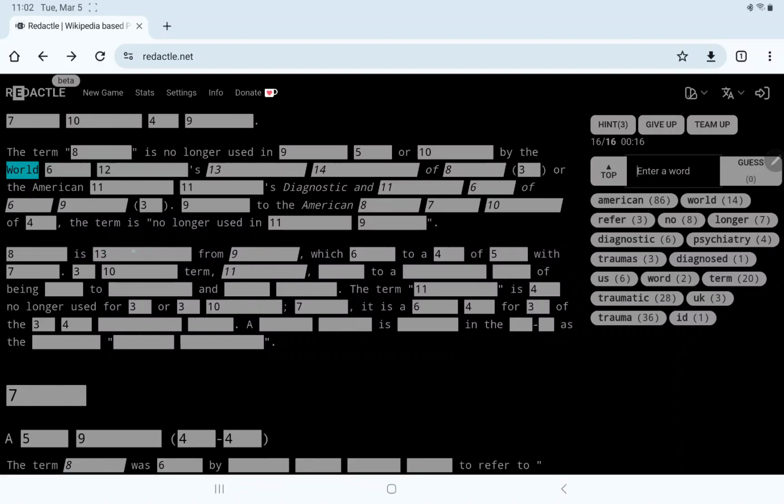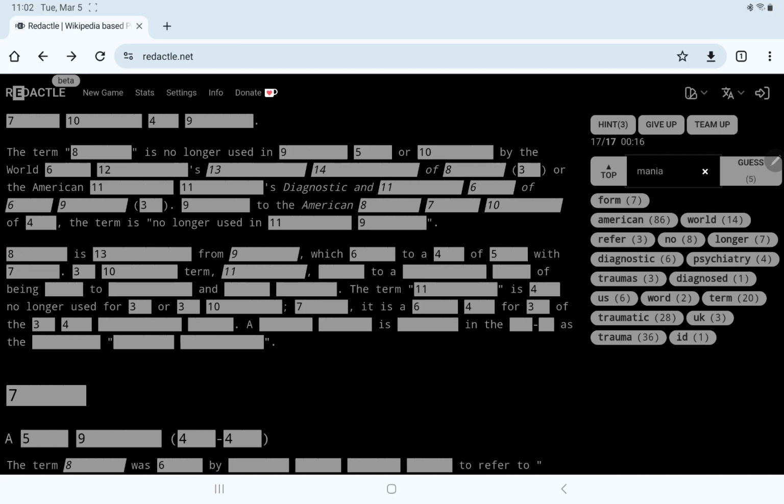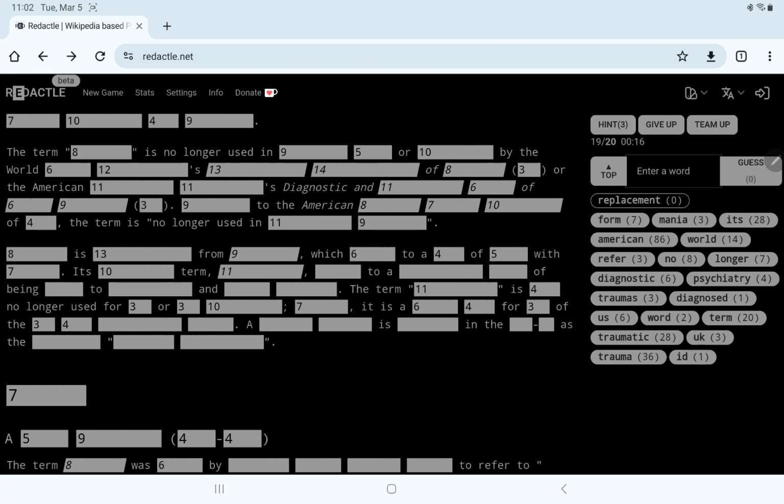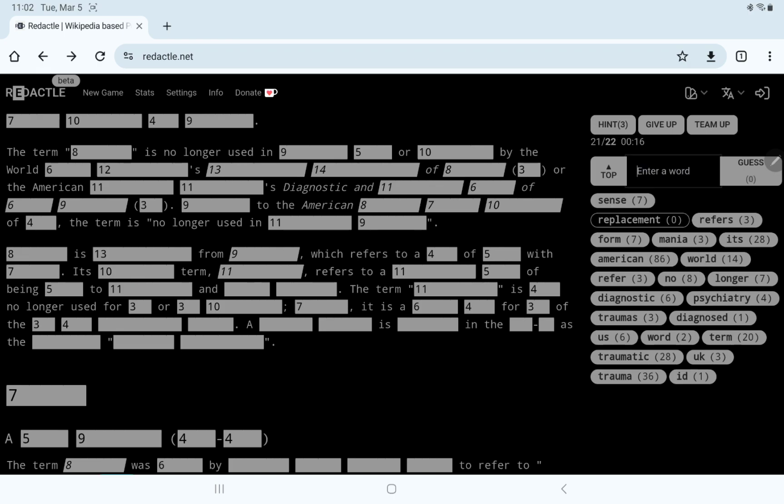Eight is, oh, maybe differentiated from 9, which refers to a form of, or is it a mania? With 7, ooh, it's not a replacement term. No, it's something alternative. No, it's something. Term 11 refers to a 11-5 of being, or maybe a sense of being. No.